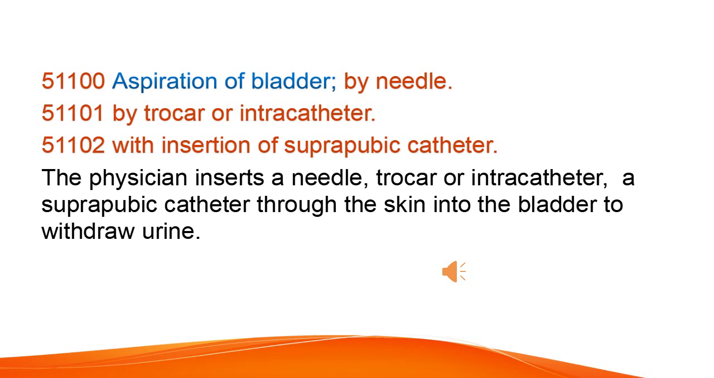Aspiration of bladder, by needle. By trocar or intracatheter. With insertion of suprapubic catheter. The physician inserts a needle, trocar, or intracatheter, a suprapubic catheter through the skin into the bladder to withdraw urine.